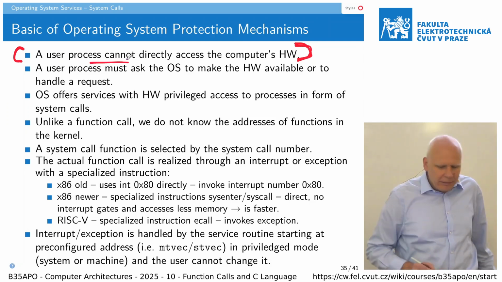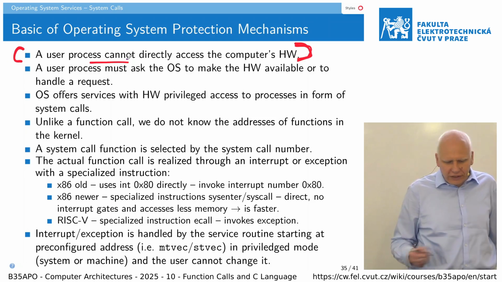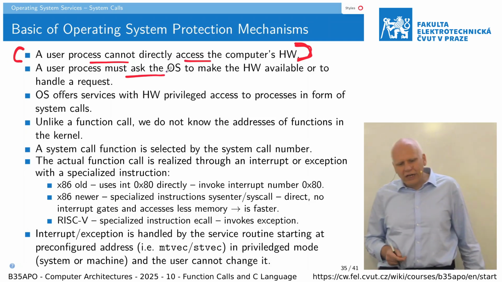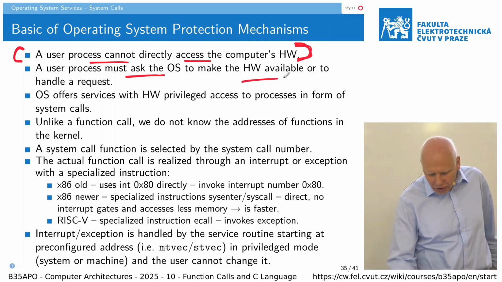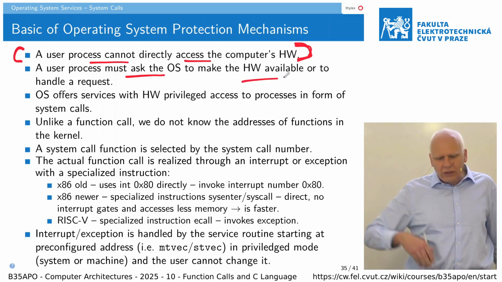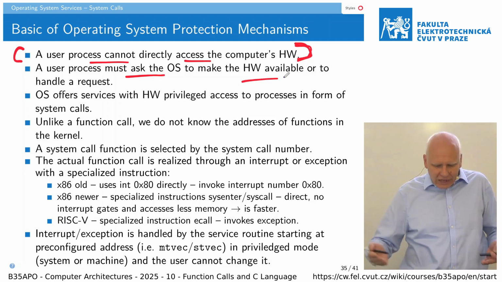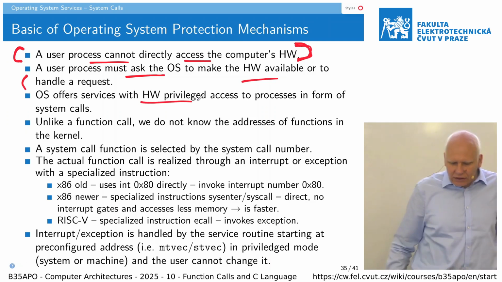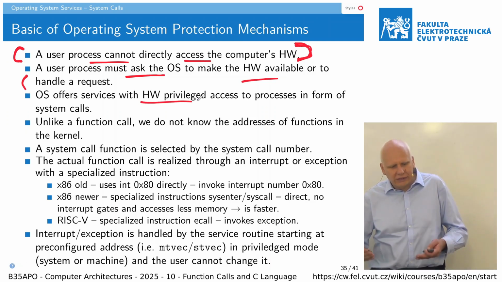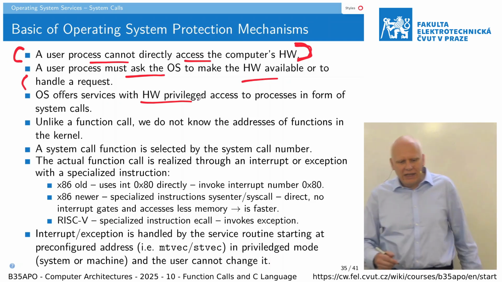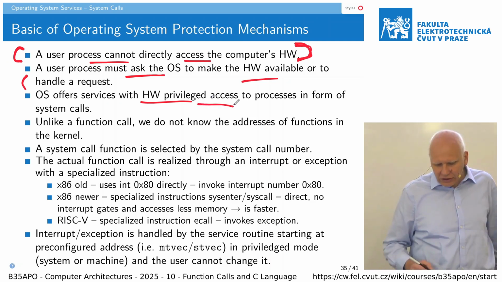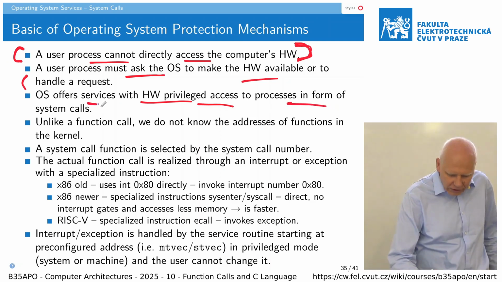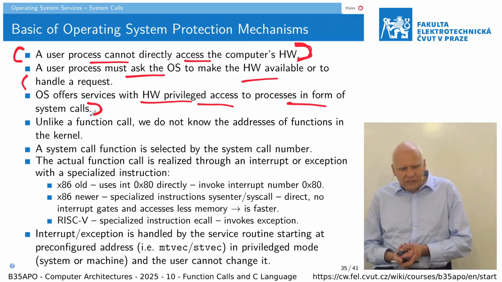So basically, the basic rule is that a process cannot freely and directly access the hardware. For each access of the hardware, we need to ask the operating system to process our request, and the operating system provides those services, which run at the privileged access level. They provide them to the processes in the form of system calls.